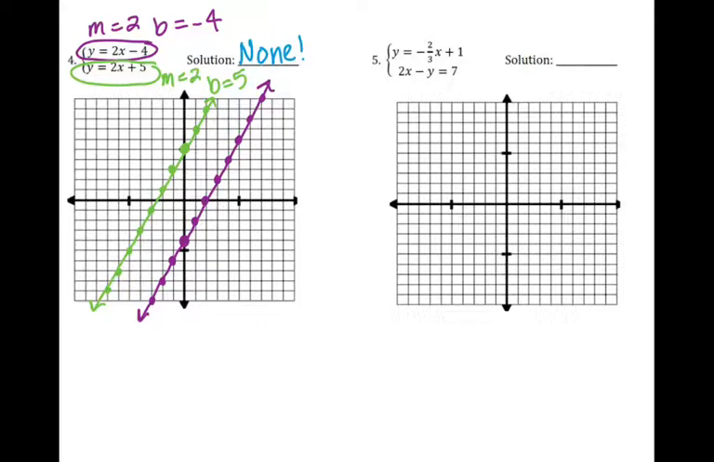I can also tell by my equation that these are going to be parallel lines because if you look at your slopes, they are exactly the same. And you do have different y-intercepts, so your starting points are going to be different, which is going to result in two parallel lines. Okay, number 5.